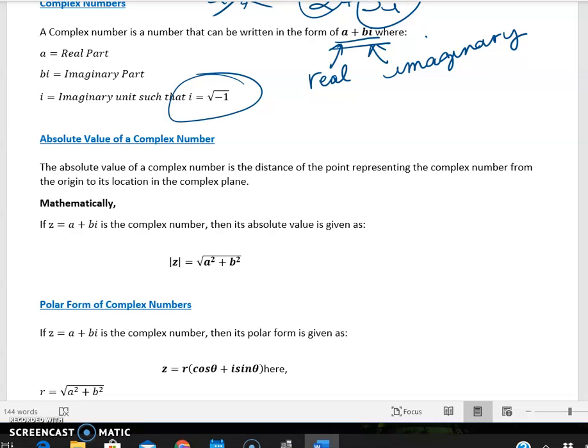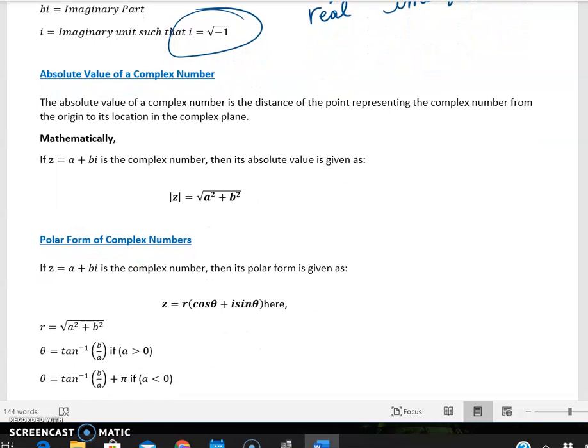Okay, let's talk about absolute value of a complex number. It says the absolute value of a complex number is the distance of the point representing the complex number from the origin to its location in the complex plane.